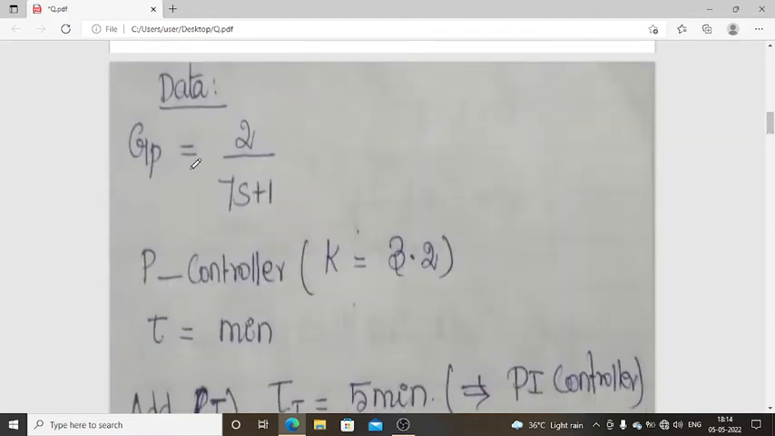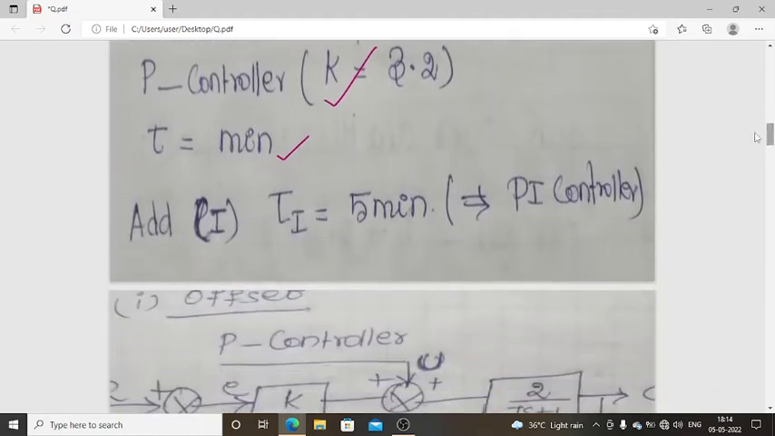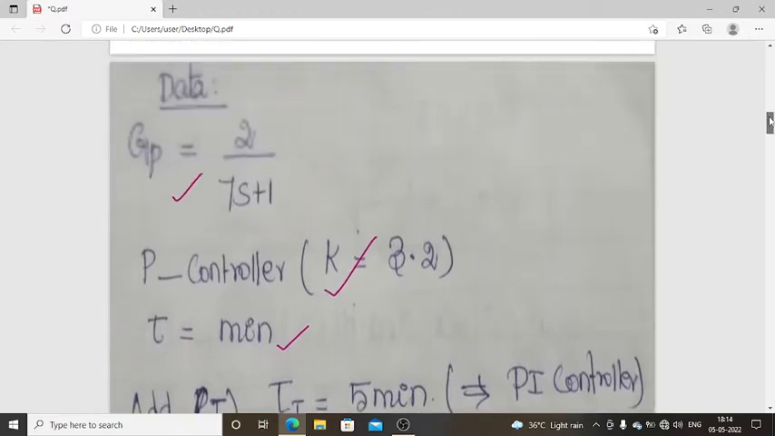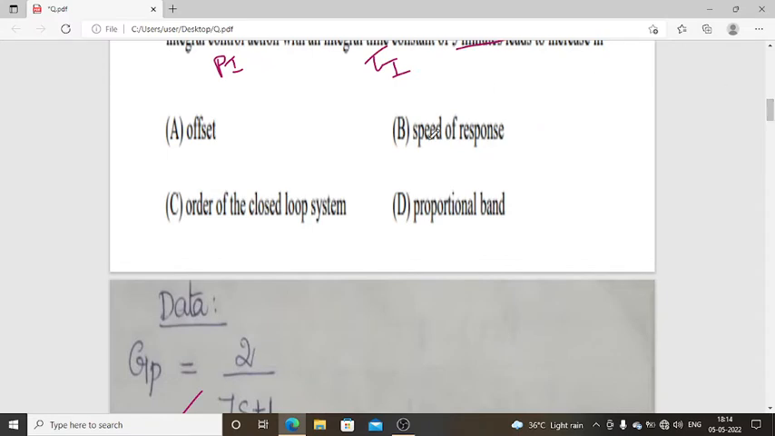Given data: Gp is equal to 2 by 7s plus 1, that is the transfer function for the process. P controller Kc value or K value 3.2, time constant is in minutes. Addition of integral action, that is PI controller, integral time constant tau I is equal to 5 minutes. So we have 4 options. The first option is offset. Whether it is right or wrong, we will discuss now.